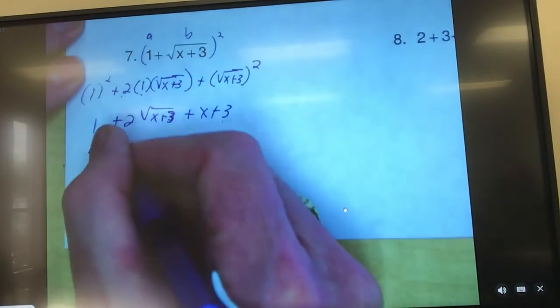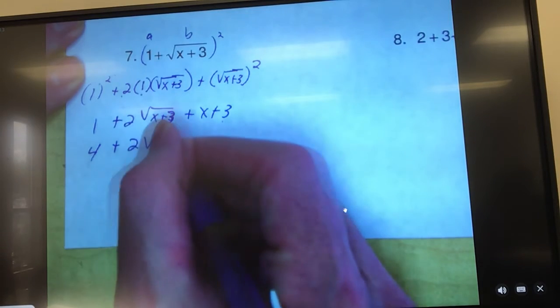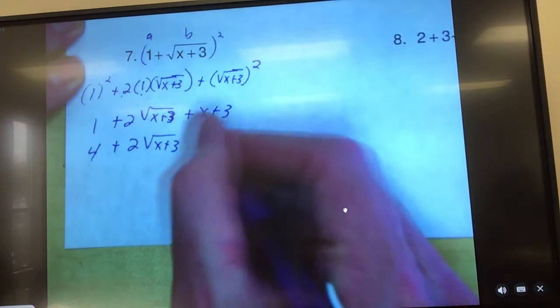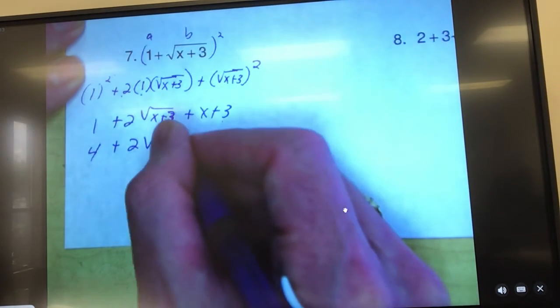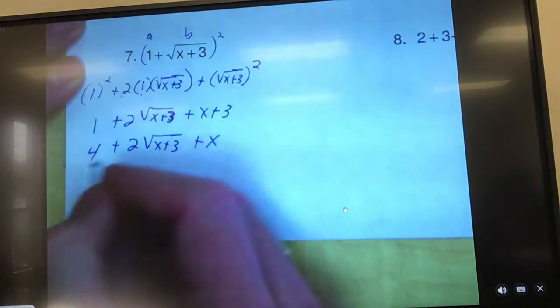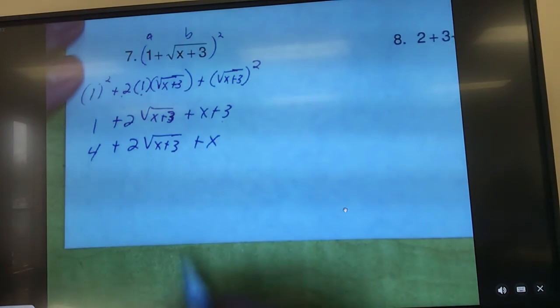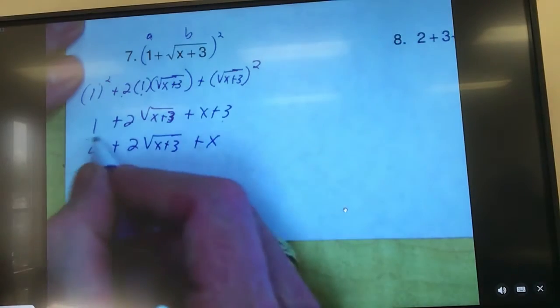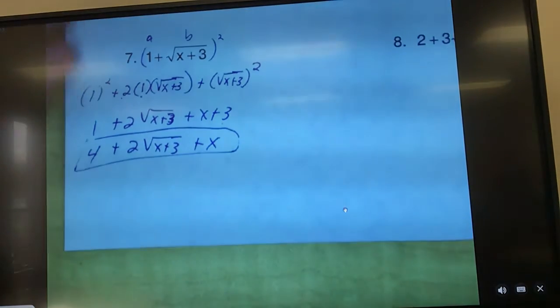Okay, so this would be plus 2 square root x plus 3. And then there's what else left over? X. A plus x. So those are all different kinds of terms. I can't combine any more of these. They're not like terms. So that's as far as it goes.